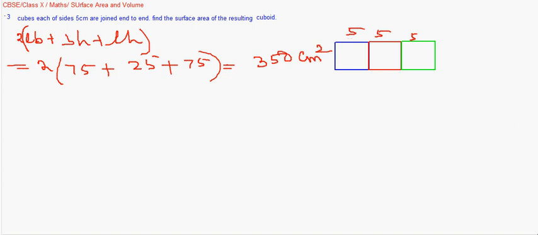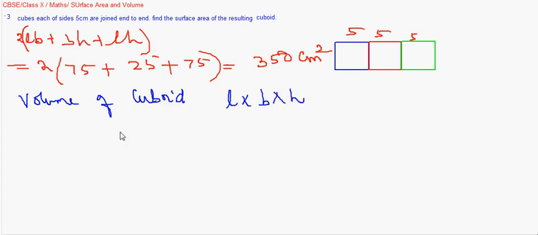With the same question you might just be asked to calculate the volume of the resultant cuboid. Volume of a cuboid is given by length into breadth into height. So in this question, if we have to calculate volume, the length becomes 15, the breadth remains 5, the height remains 5. So thereby making it 15 into 25, that makes it 375 cubic centimeter.